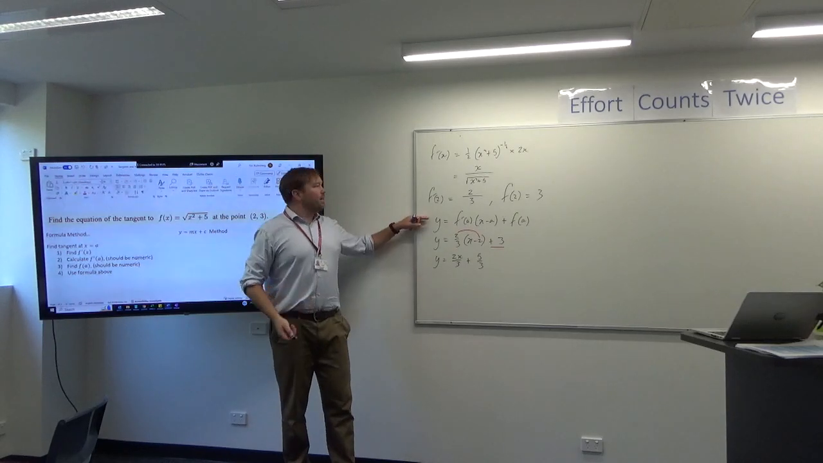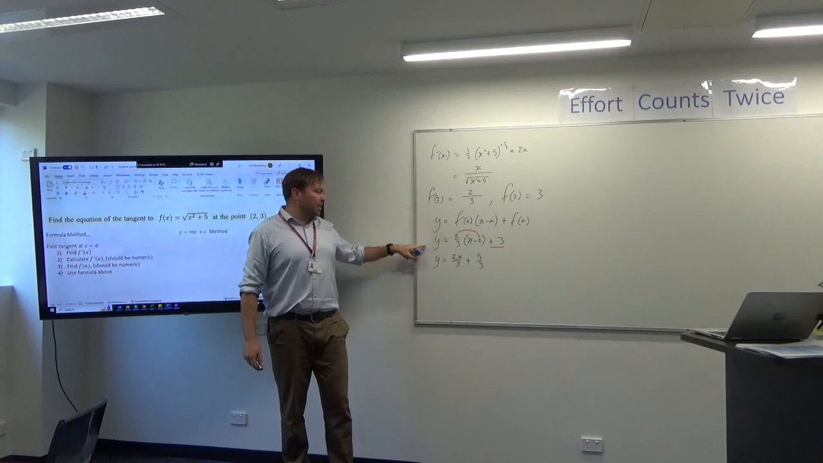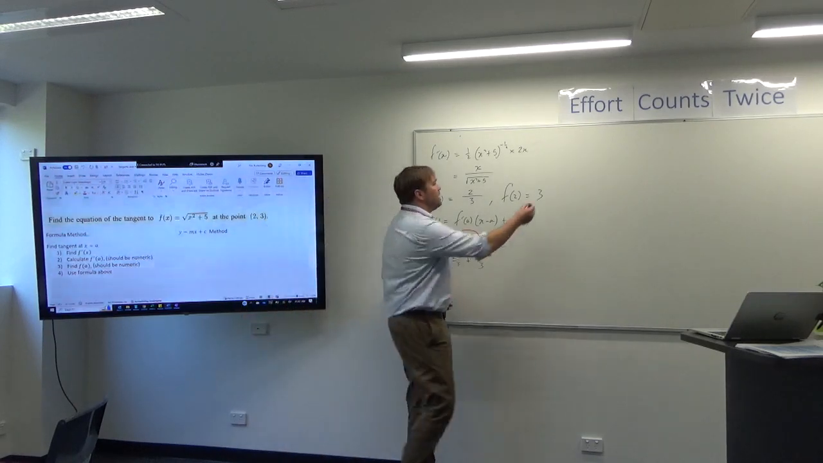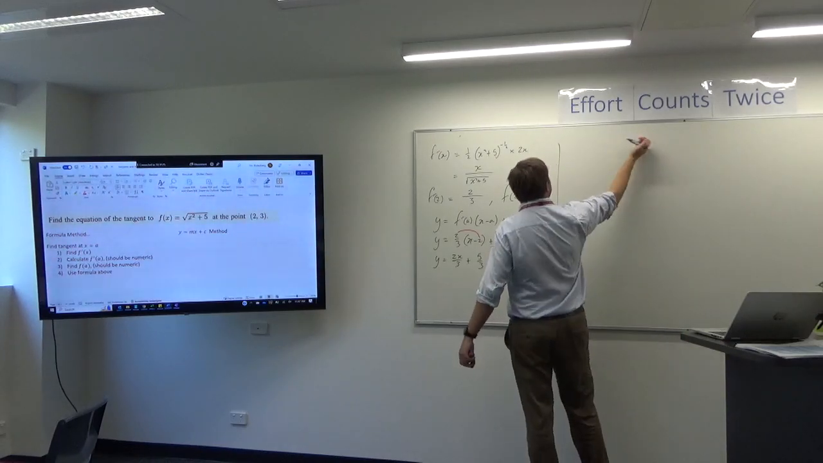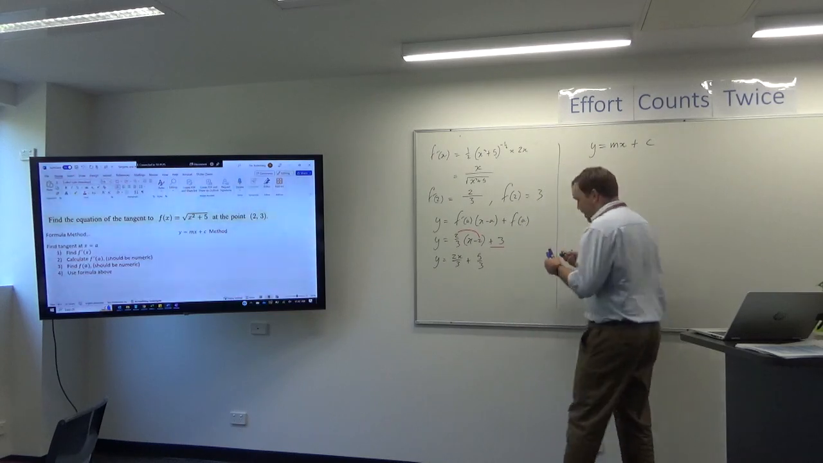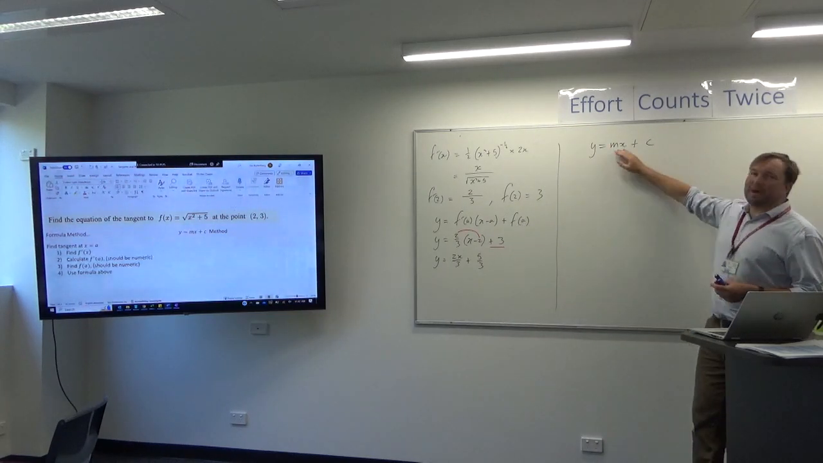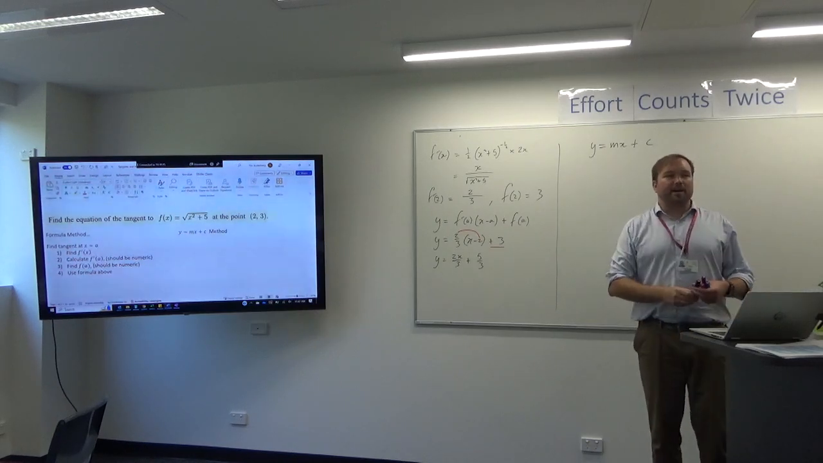Alright, so that's the formula. You find f dash a, f of a, throw it into the formula, you get the thing. The second method, and you can draw a line down your page, is the y equals mx plus c method. Dr. Zhao was a big fan of this one. I think most math teachers are more a fan of this because it requires slightly more understanding.